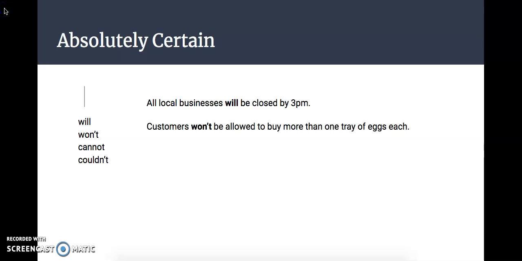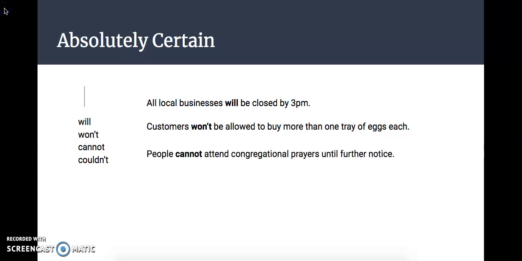Another one. Customers won't be allowed to buy more than 1 tray of eggs each. So in this sentence, is there a possibility that customers could buy another tray of eggs or more than 1 tray? The answer is no. With the modal verb won't, we're absolutely certain that you will not be allowed to buy more than 1 tray of eggs each.